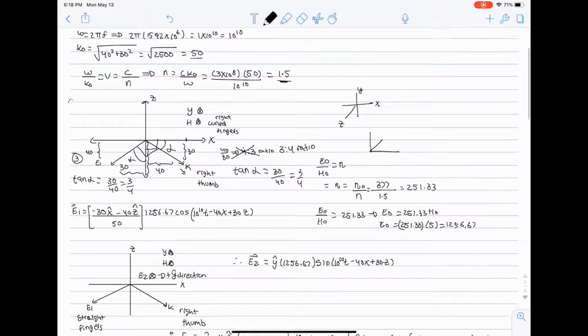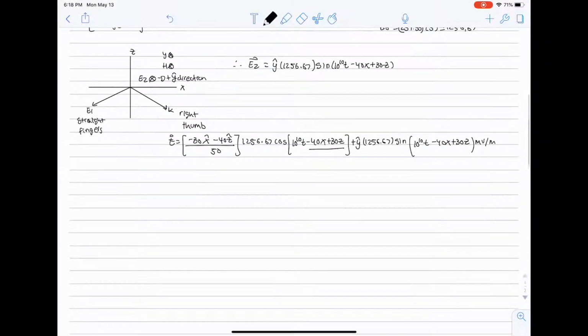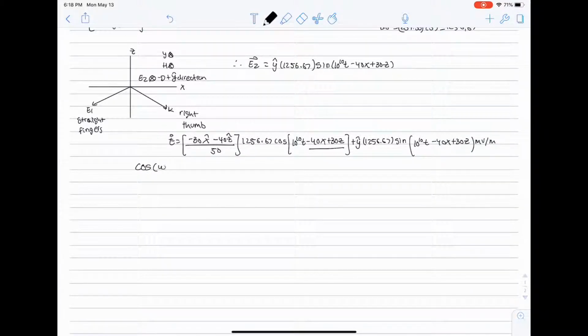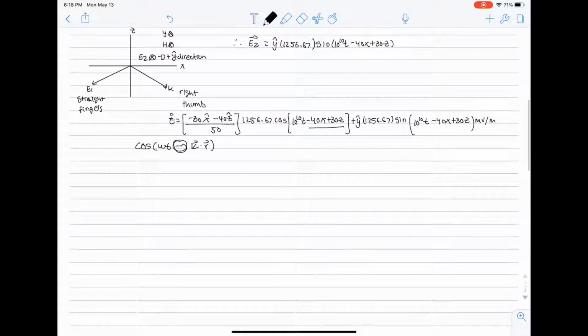And just to clarify a couple things, we know our K is the opposite signs of what we were given originally over here, because the original wave equation is cosine or sine omega t minus k dot r. So since we were given k as positive 40x minus 30z, when you plug it into here, it becomes negative 40x plus 30z.